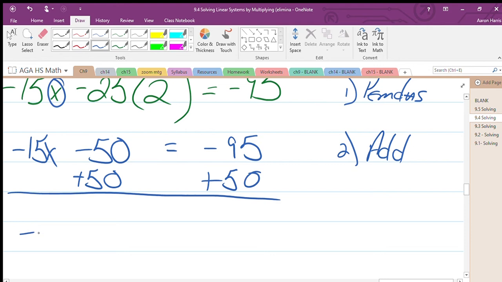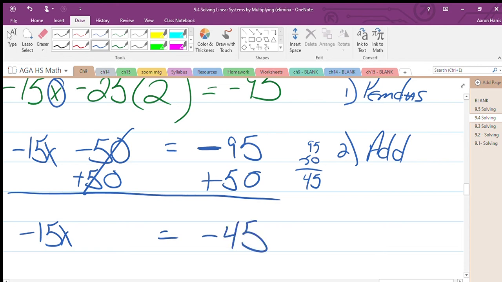So I get negative 15x cancels. Don't forget your equal sign. This really just says what? 95 minus 50. Because I have opposite signs, I subtract them. Bigger number on the top, smaller number on the bottom. 5 minus 0, 5. 9 minus 5 is 4. Keep the sign of the what? Bigger number. So I get negative 45.